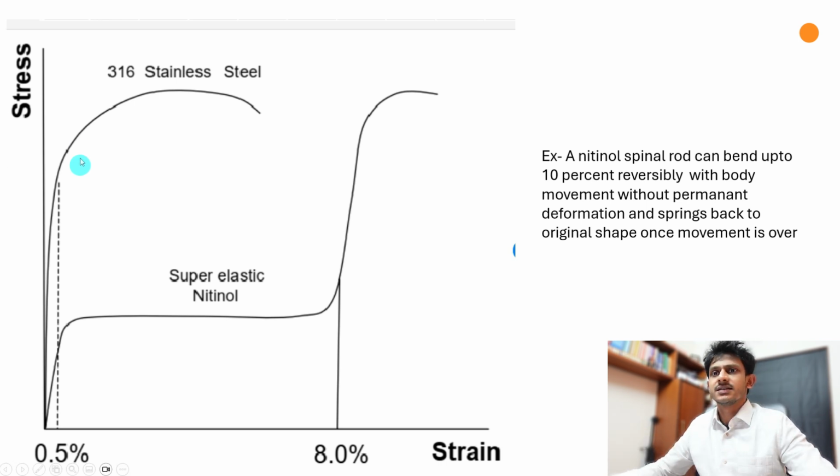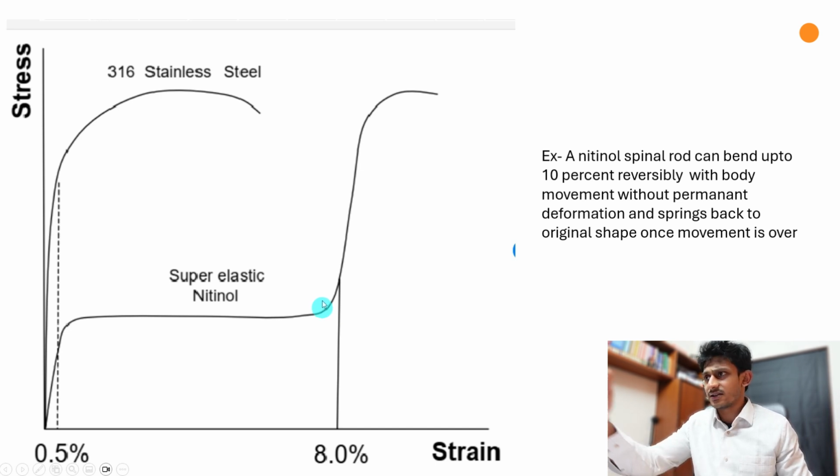As you can see, in the curve for stainless steel, at 0.5% strain only, the steel undergoes permanent deformation, and once it's deformed, it cannot return to its original shape. Whereas Nitinol can return to its original shape and undergoes reversible deformation up to 8% strain. So up to 8% strain, it's totally reversible and it can return to its original shape, which is an important characteristic for us.